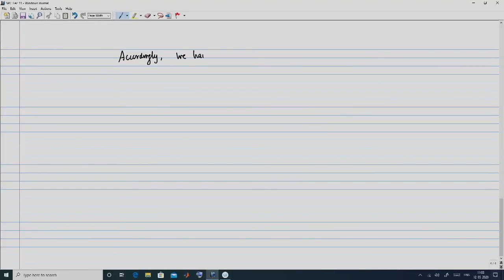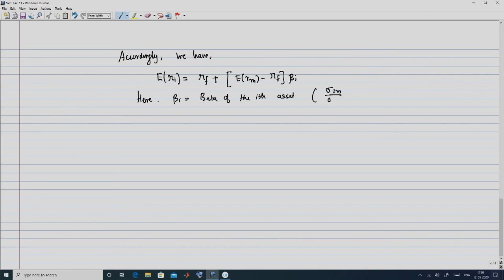So, accordingly, I will just first state the CAPM or the security market line, the equation for that, and then we will look at its derivation and some of the interpretation of that. So, accordingly, we have ERI, that is the expected return on the ith asset, is equal to Rf plus ERm minus Rf into beta I. Now, let me identify the terms here. So, here beta I is the beta of the ith asset. So, this will be given by sigma Im by sigma m square.